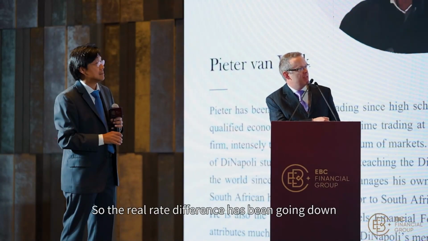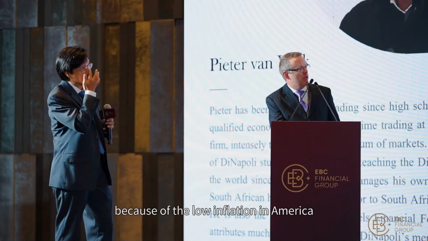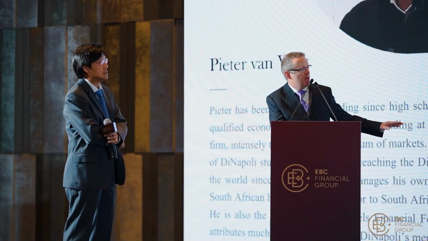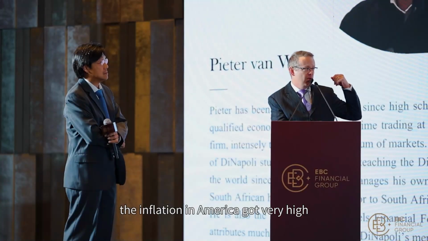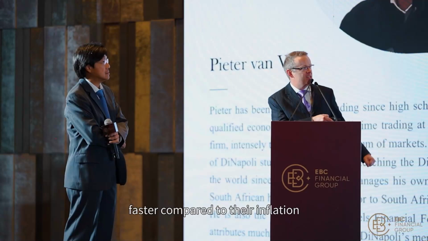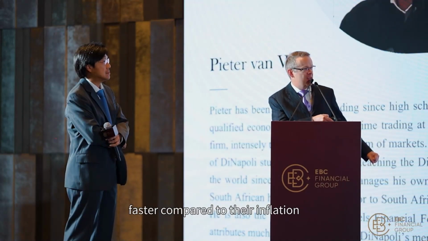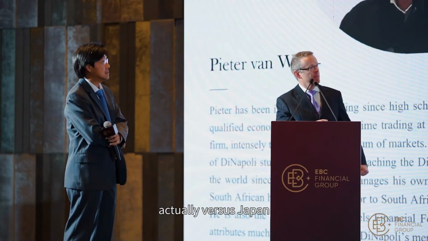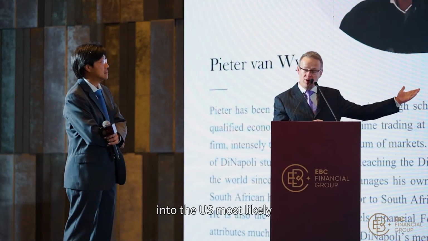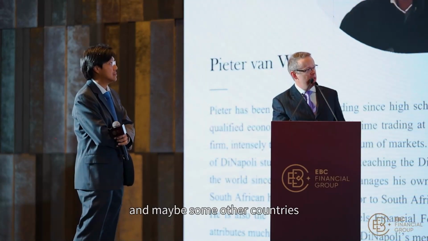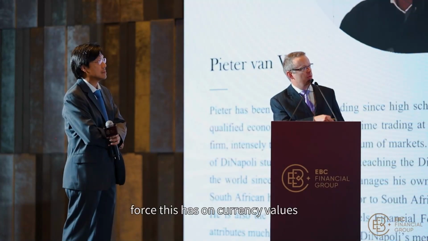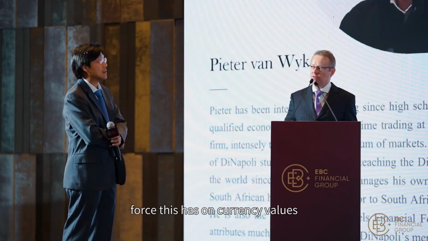So the real rate difference had been going down because of the low inflation in America, and now all of a sudden the inflation in America got very high, so America raised interest rates way faster compared to their inflation versus Japan, which caused yen to flow out of Japan into the US most likely, and maybe some other countries, to capture this carry trade. And you can clearly see the driving force this has on currency values.